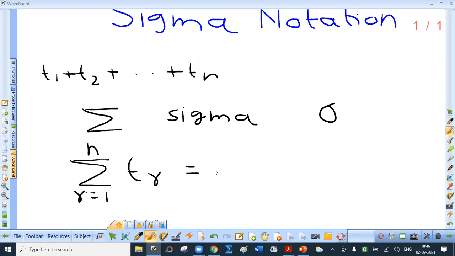So T1. Now sigma stands for summation. So plus, next value will be 2. Till what? Till Tn. I repeat, Sn. You have to remember this. What is Sn? Sum. It is nothing but sigma Tr, R goes from 1 to n.